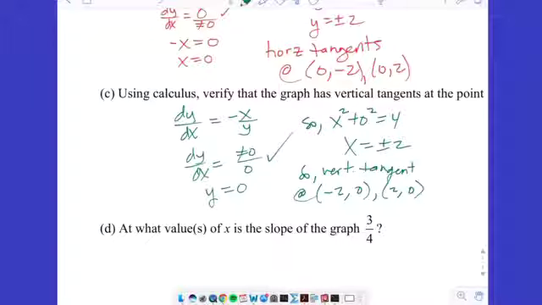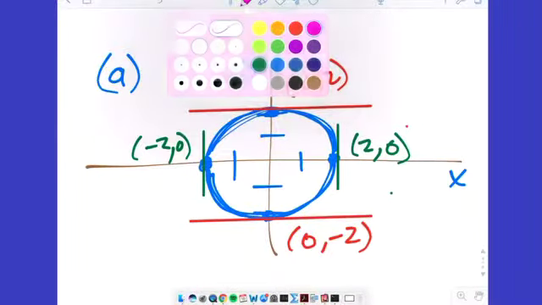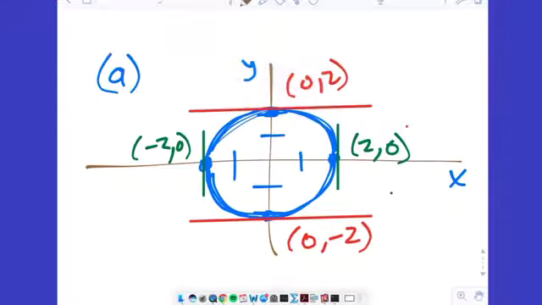All right, now a little follow-up question here. Part D. At what value or values is the slope of the graph 3 over 4? Well, 3 over 4 is not horizontal, nor is it vertical. Let's see what it looks like. Let's use brown. 3 over 4 is probably going to be somewhere right around here. It's going to be a little bit past the halfway point, where it's a little shallower. Now, if we have one solution up there, it looks like there'll be kind of a symmetric solution down here on the bottom, somewhere in there. And I just need to find those values.